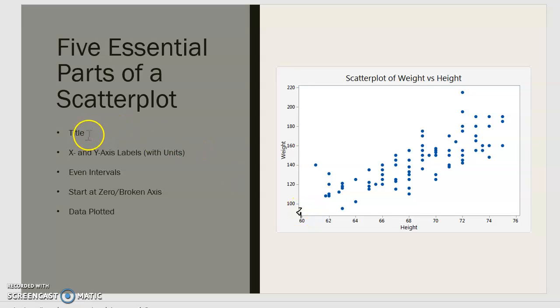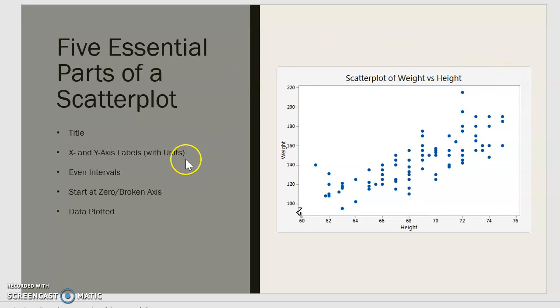But first thing we want to talk about with a scatterplot is the title. So every single scatterplot that you make needs to have a title. And this one, it's scatterplot of weight versus height. Okay, that's a pretty decent title. It tells us what the graph's going to be about.